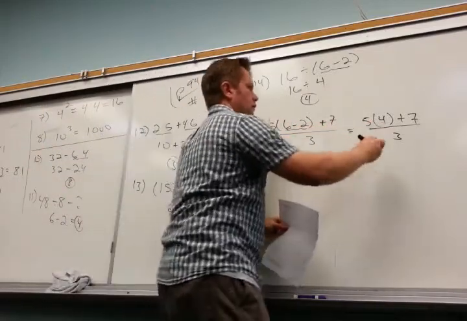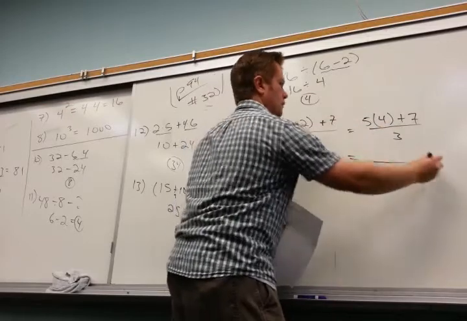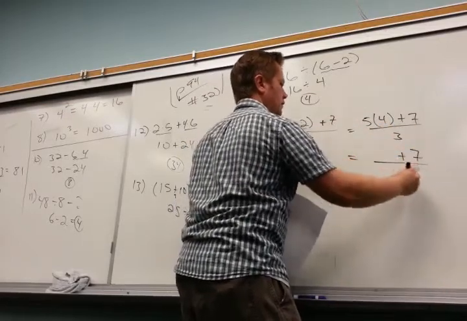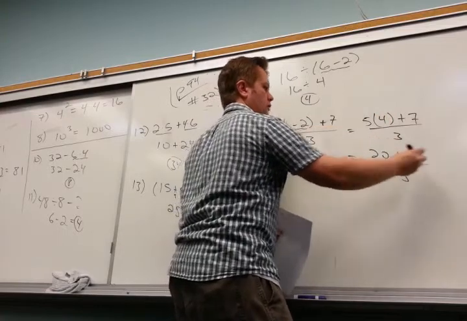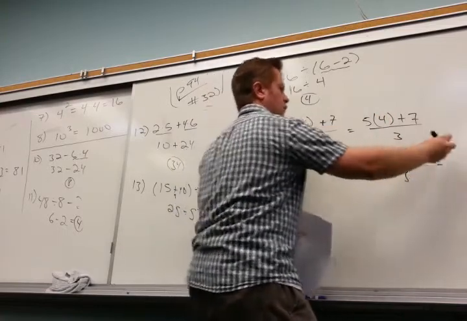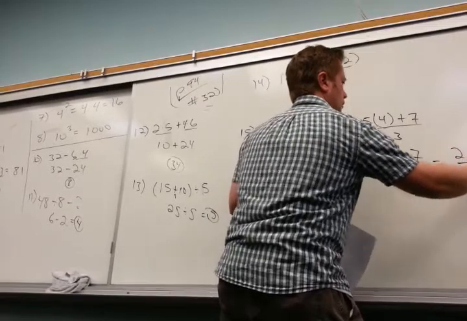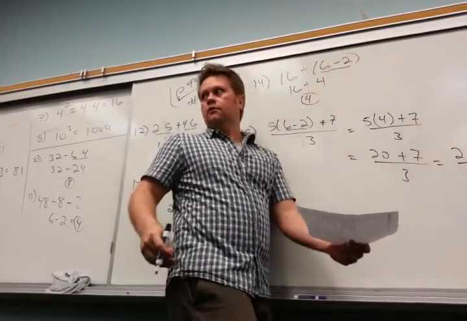So here, the next thing I do is multiplication, so that plus 7 and that 3 is still there. I'm just going to replace 5 times 4 with 20. Good, so I still got to finish the top. 9. 9. Is that cool?